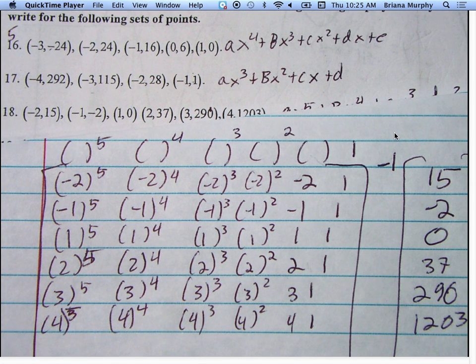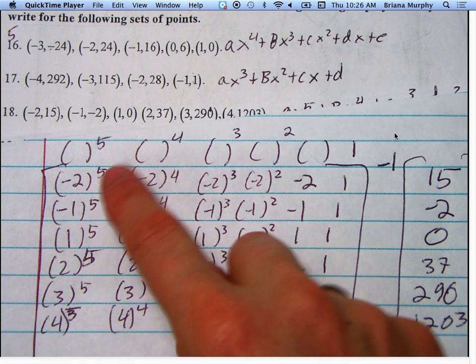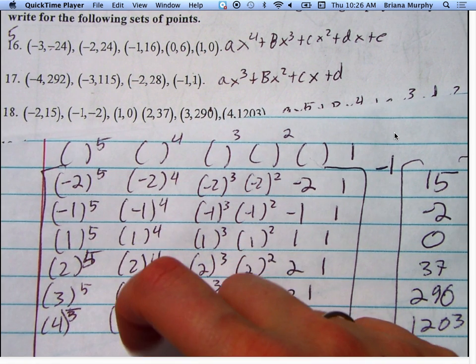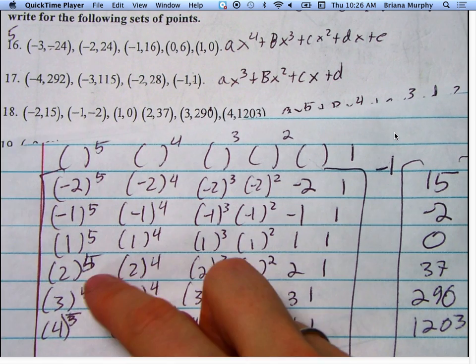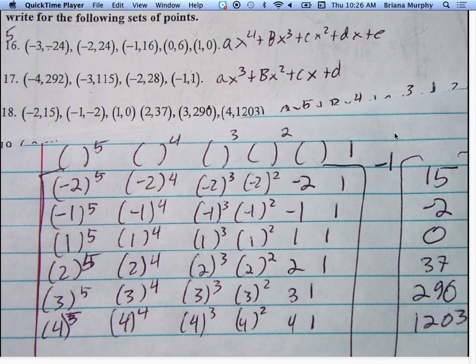Okay, and I'm going to put in parentheses when it's negative. So negative 2 to the 5th. Negative 2 to the 4th. Negative 2 cubed. Negative 2 squared. Negative 2 and 1. Negative 1 to the 5th. Guys, don't forget these have to be in order. You have to have negative 2, negative 1, 1, 2, 3, and 4. You can't move them around. You couldn't have like 3 first and then 2 and then 4. It won't work.